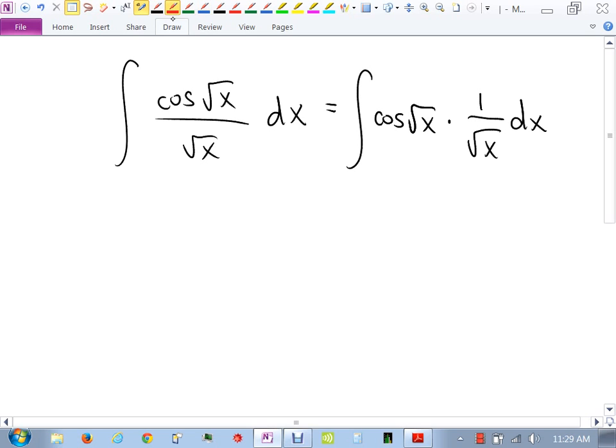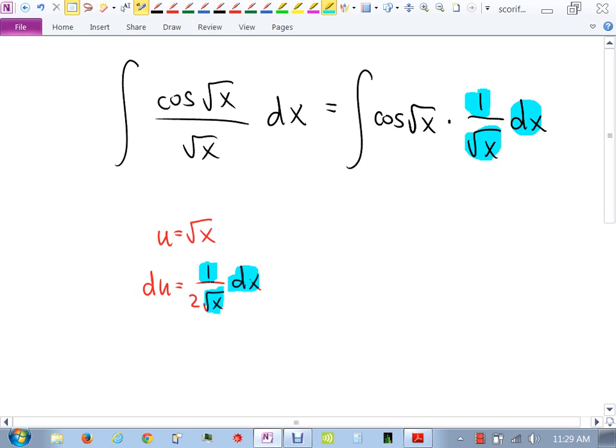So we make a substitution here. u is the square root of x. The derivative of that is then 1 over 2 root x dx. And I have dx, I have root x, I have 1, so I've got all that. I just don't have the 2, right?